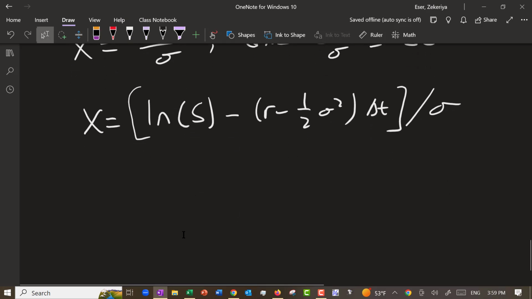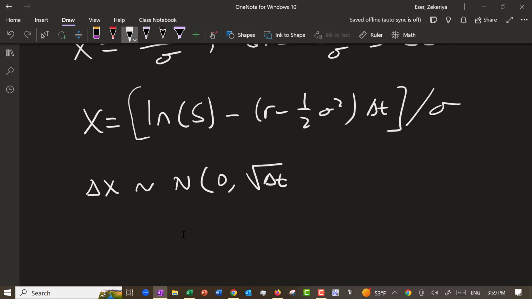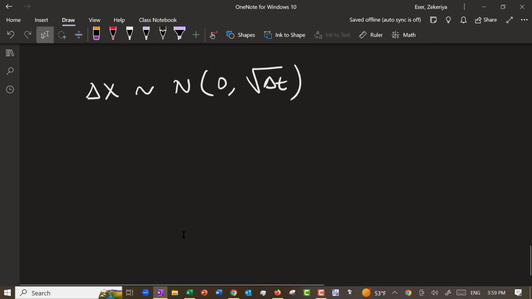Now, delta X is basically a normal random variable with a mean of 0 and a standard deviation of square root of delta t. Okay. Now let's construct a tree. Let's start with the beginning. This is x0. Okay.